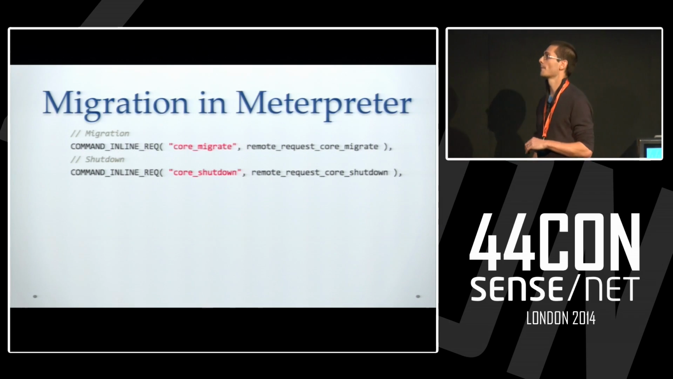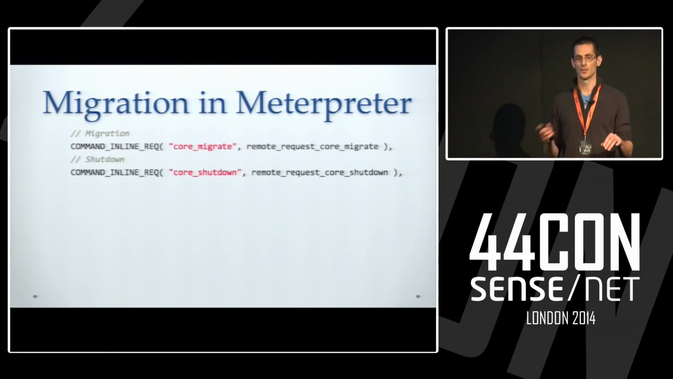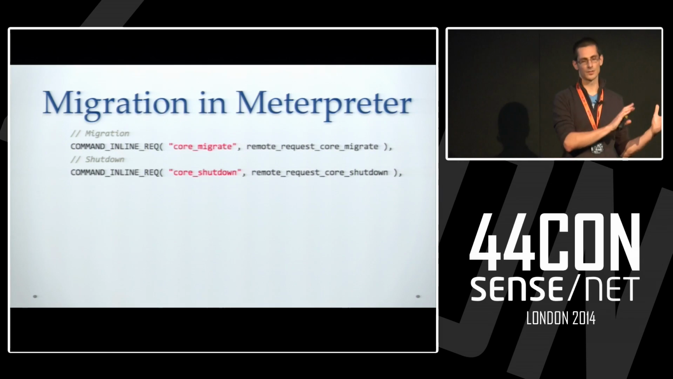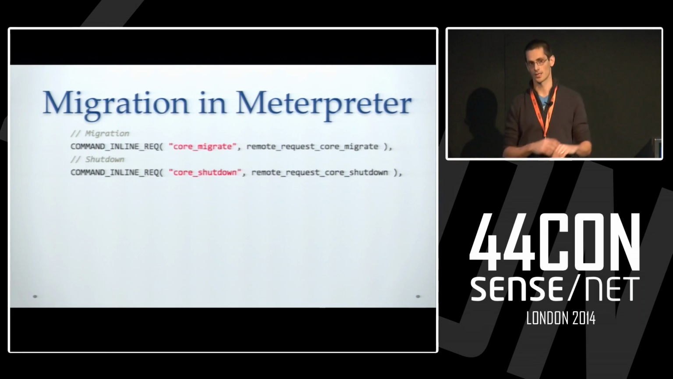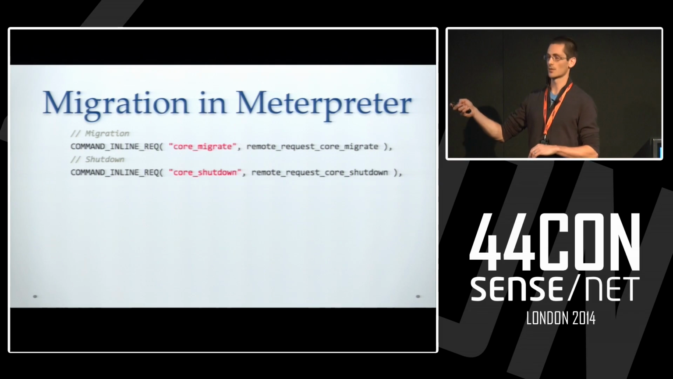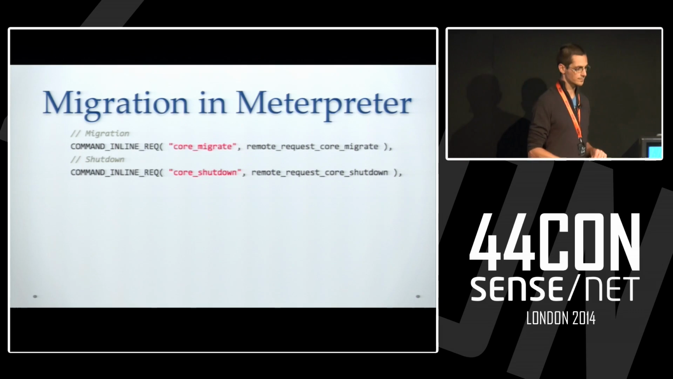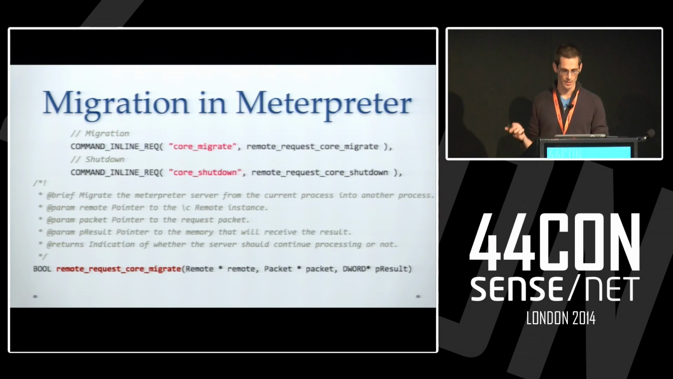Okay, so the migration and shutdown commands are a little bit special in Meterpreter because they need to tell the server when to shut down. So when you've migrated, you need to say, please go and shut down nicely. Same with the typical shutdown command. So you'll see this is an inline request, which implies that we run it on the dispatcher thread rather than kicking it off into a different thread to run as part of the server. So that's how that's defined.